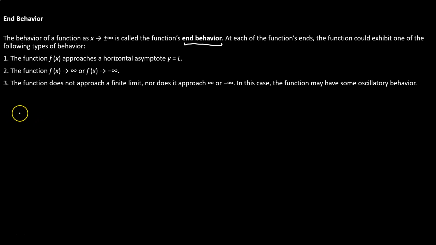And there's only 3 different scenarios we could have. Our function could have a horizontal asymptote, or maybe multiple horizontal asymptotes like we saw in the tangent inverse function. The function can blow up to positive or negative infinity, or the function does neither. In this case, it might be some oscillatory function like sine or cosine.